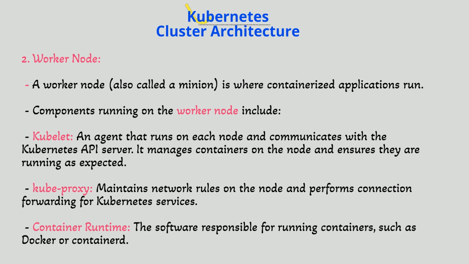2. Worker node. A worker node, also called a minion, is where containerized applications run. Components running on the worker node include Kubelet, an agent that runs on each node and communicates with the Kubernetes API Server. It manages containers on the node and ensures they are running as expected.